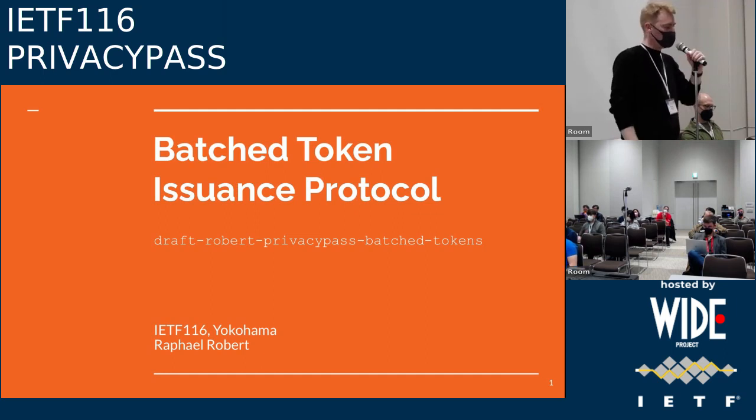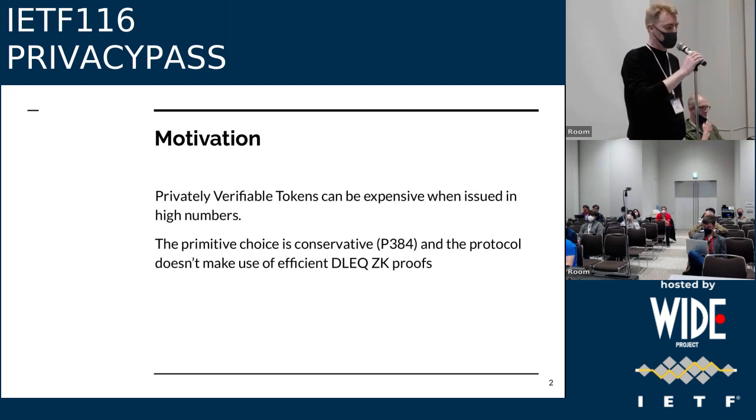So don't expect a huge breakthrough with this one. However, I think it's something practical. Next slide, please. So the proposal here is to have an issuance protocol for batched tokens. The idea behind that is that we have privately verifiable tokens, but they're quite expensive actually. When you want to issue them in high numbers, that could be prohibitively expensive. The reason for that is that the underlying primitive is P384, that is notoriously slow. It's a conservative choice. It makes sense to use that. But the alternative could be Ristretto, for example, and that's what's being proposed here.